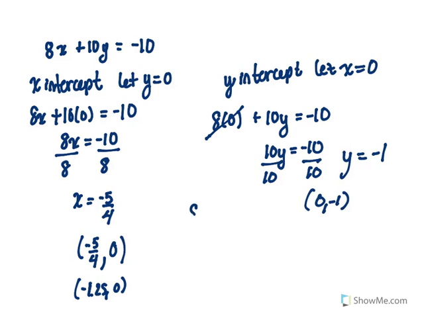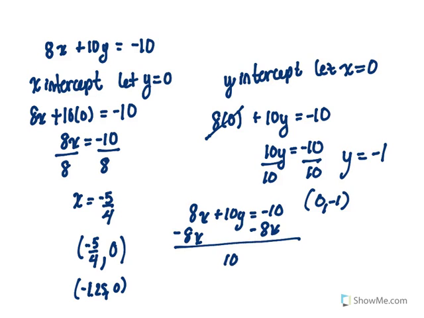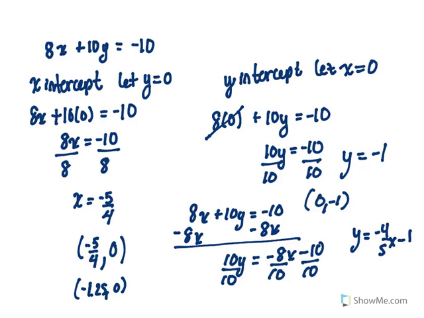And I can try this again by putting it in slope-intercept form. I've got 10y equals negative 8x minus 10. Divide by 10, and y equals negative 4/5 x minus 1. Notice that these are exactly the same.